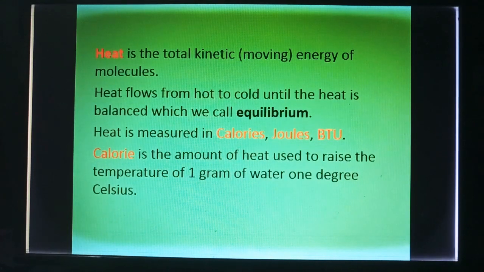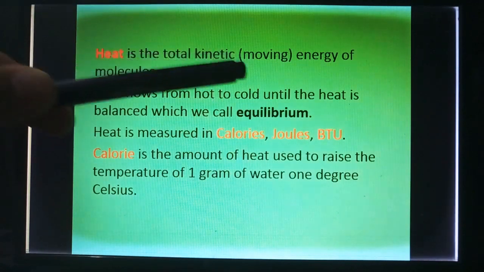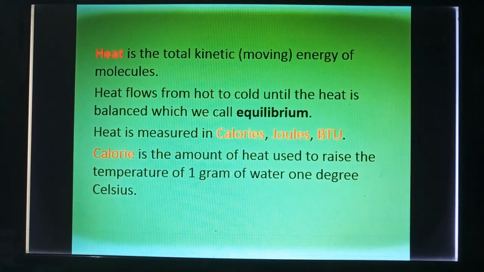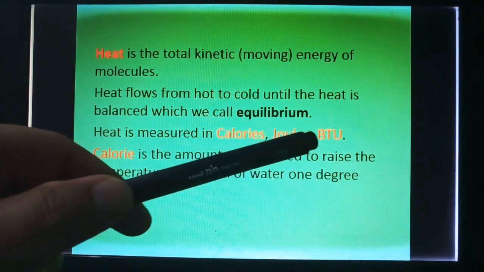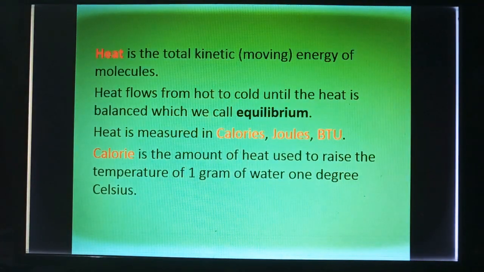It is the total kinetic energy of molecules, and if we speak of kinetic, it is moving. And heat flows from hot to cold until the heat is balanced, which we call equilibrium. Heat is measured in calories, joules, BTU. So take note of this word BTU. We call it BTU, which stands for British Thermal Unit. A calorie is the amount of heat used to raise the temperature of 1 gram of water by 1 degree Celsius.